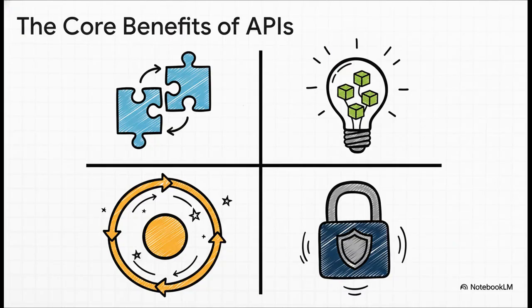It really just boils down to these four key benefits. First, integration. They just connect different systems. Easy. Second, innovation. They let developers build new stuff so much faster. Third is expansion. They help businesses get their services out onto new platforms. And finally, and this one's huge, security. The API is a gatekeeper, sharing only what's necessary and nothing more.